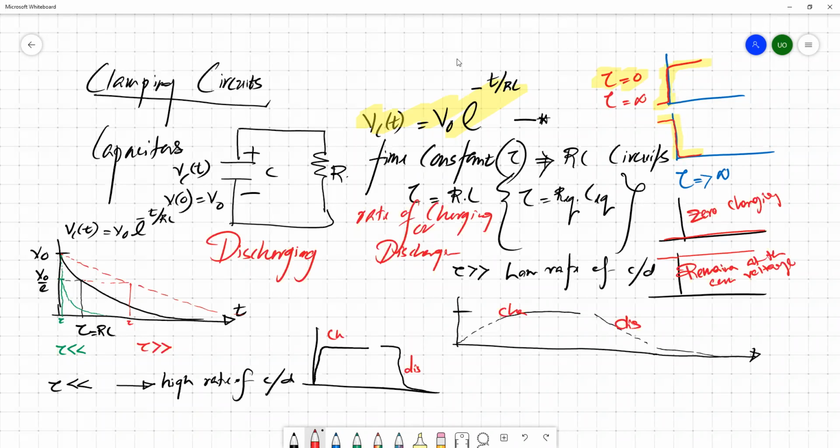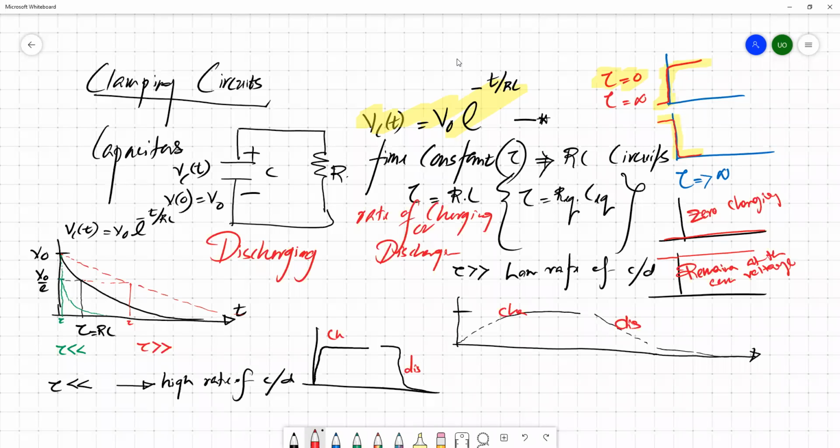If it is charged up to a certain level and it is a discharging process, if you connect it to a resistor that is very high, then the time constant, the product of C and R, is high. So if you connect a capacitor which is charged up to a certain value to a high resistance, the time constant is very high, and the capacitor remains at the same voltage. Whatever voltage it reached is kept as it is.